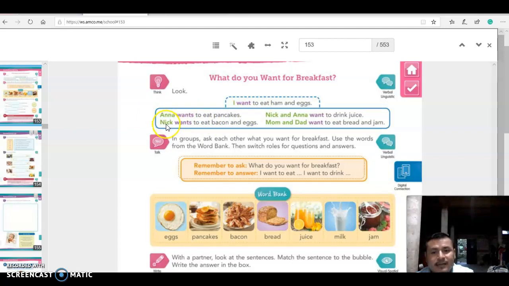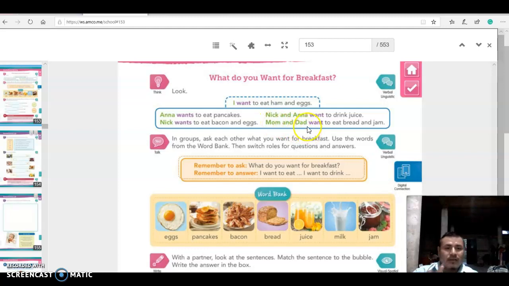Remember, I'm gonna explain this a little bit. Anna wants. You see the S, the difference? Wants. When we're talking about him, her, and it, we add S to this verb. Want, wants. So we say wants. Okay? And Nick wants. Why is it Nick wants? Because we're talking about him. And take a look at this one. Nick and Anna, we're talking about two people. So two people, no S at the end. No S, okay? Nick and Anna want to drink juice.